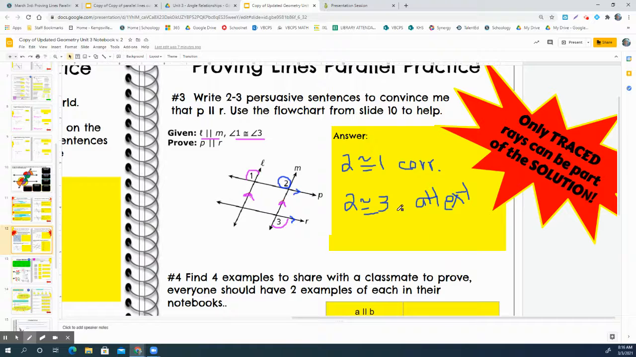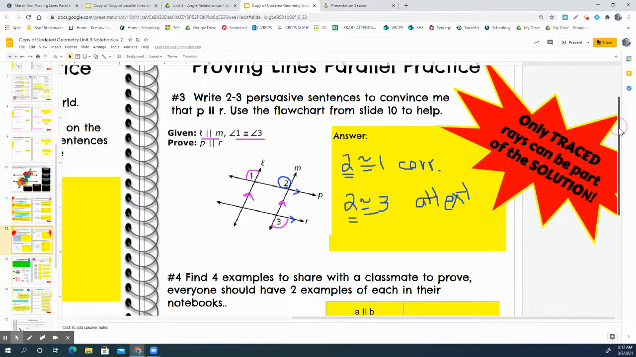Okay, so sometimes it'll say, what do you need to know? And here, the need to know is that 2 has to be congruent to 1 because they have to be corresponding, and then 2 has to be congruent to 3 because they're alternate exterior. And that would prove that P and R are parallel.